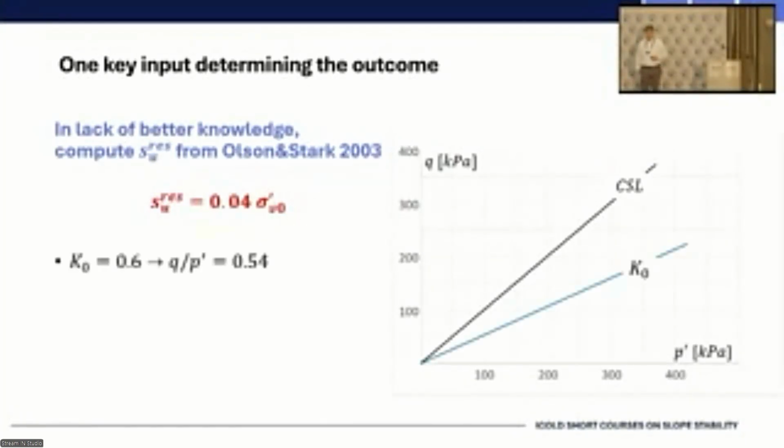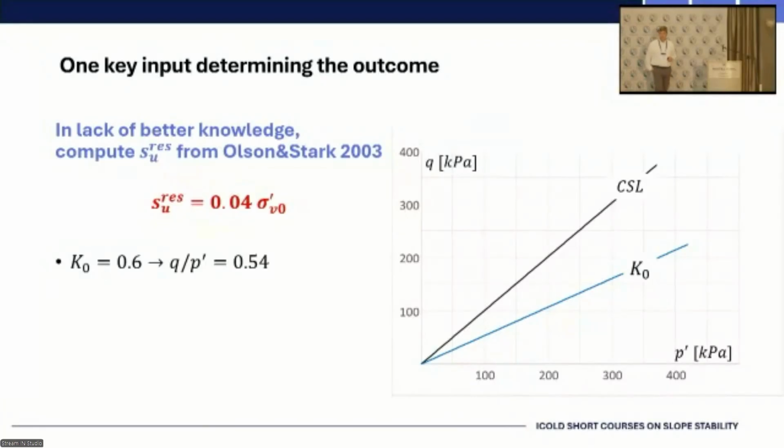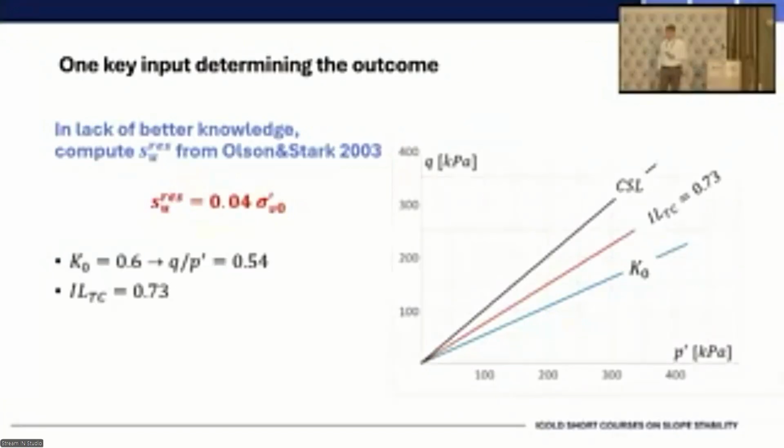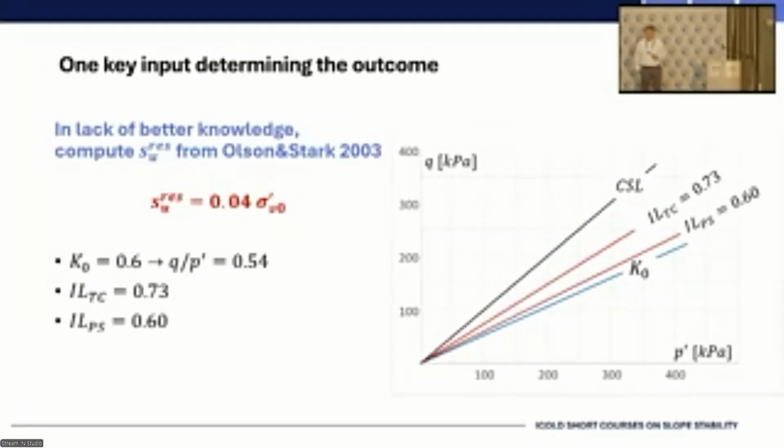So we start with a K naught of 0.6, which is Q over P prime of about 0.54. That is for triaxial compression. So the instability line in triaxial compression with these parameters, we can already compute, and you will get 0.73. But that dam is not a triaxial compression problem, it is a plane strain problem. The instability line in plane strain is 0.60, and we are starting with 0.54.